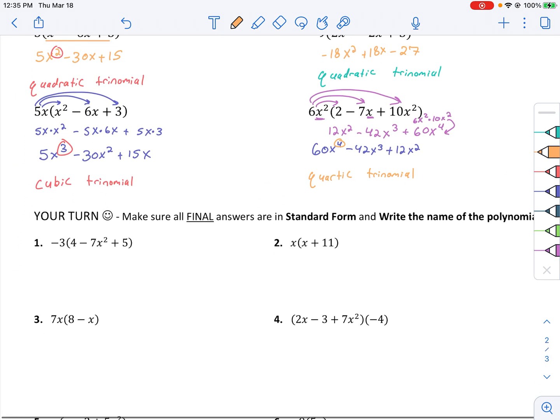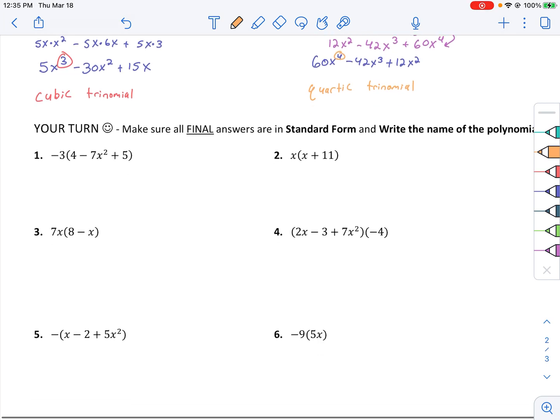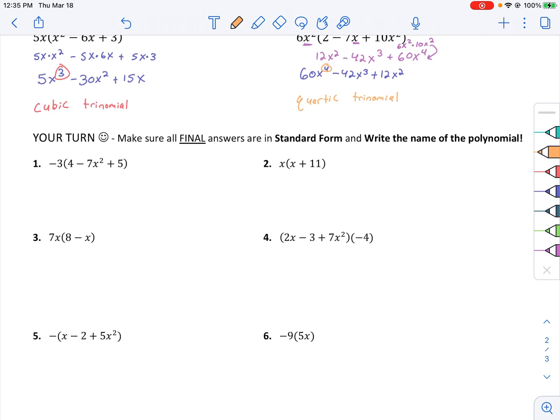All right. So below, you're just kind of continuing on this trend, right? Try these multiplication problems, and then don't forget to write the name of the polynomial as well.